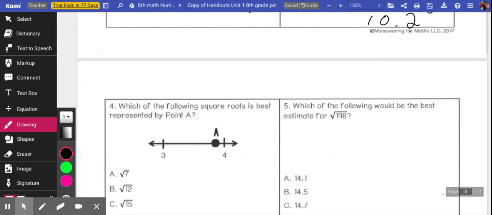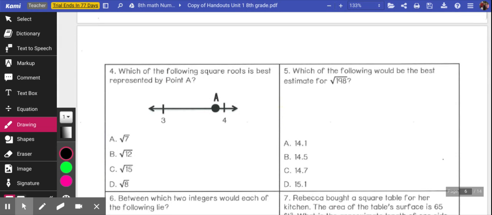Okay, so on to the back. We have, and this would definitely be a lesson that you would want to do the homework on at least sometime, because it takes some practice. Which of the following square roots is best represented by point A?